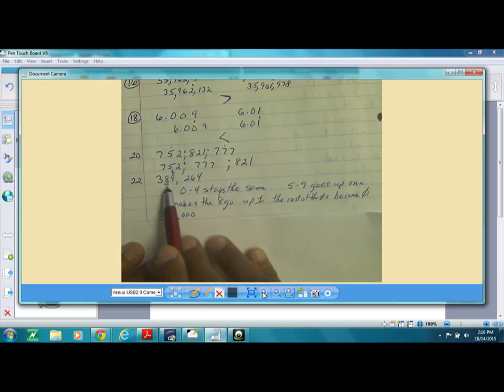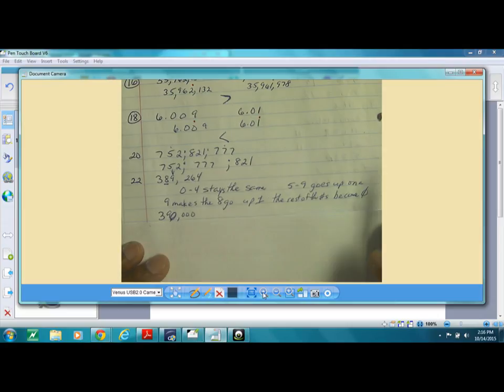389,264 rounded to the 10,000s place is 390,000. You look at the 8, which is the place you want to round to, so you go back a place. If this number is between 5 and 9, then you take this number up 1. This number is a 9, so this number goes up 1. Everything else becomes a 0, 390,000.